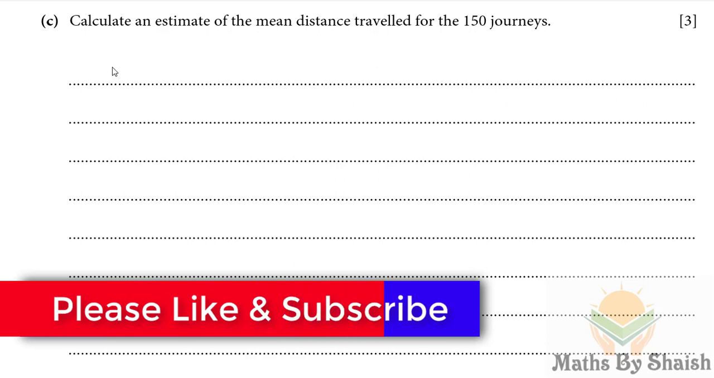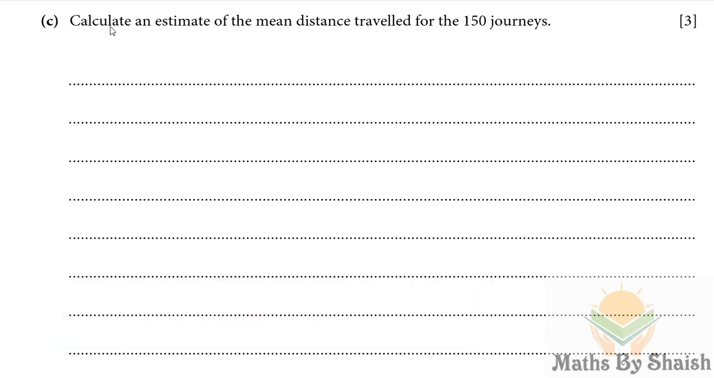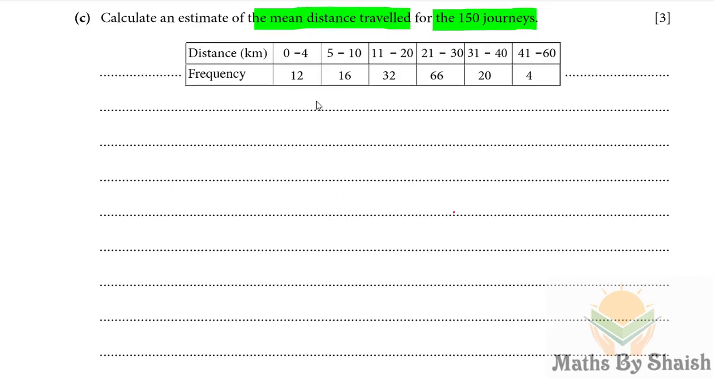And here is the C part. Calculate an estimate of the mean distance traveled for the 150 journeys. So what we are going to do here, I'll bring the table first of all. So here's the table. In order to find the mean, we know the formula for mean. Mean is sigma fx over sigma f, where x is the midpoint in the case of an interval, and f is the frequency.